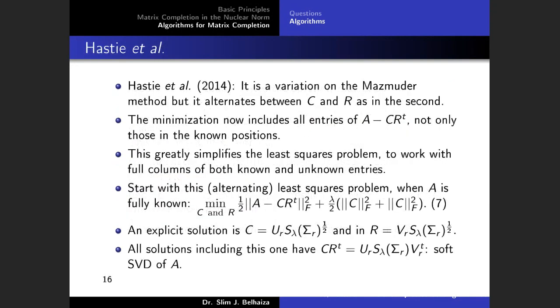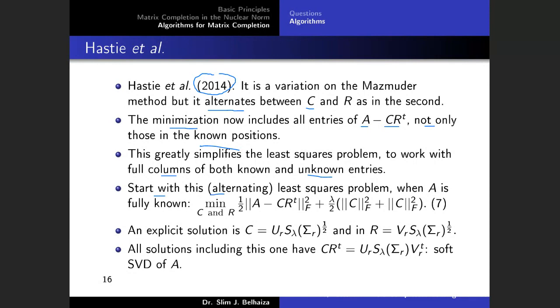So this is for the Srebro contribution. Now the last one, which is the most important and more recent, appeared in 2014. It is a variation on the Mazumder method, but in fact it also uses the idea proposed by Srebro. It alternates between C and R in the second part. So now the minimization would include all entries of A minus CR, not only those in the known positions. And this greatly simplified the least squares problem to work with full columns, both known and unknown entries, which is more natural to work on.